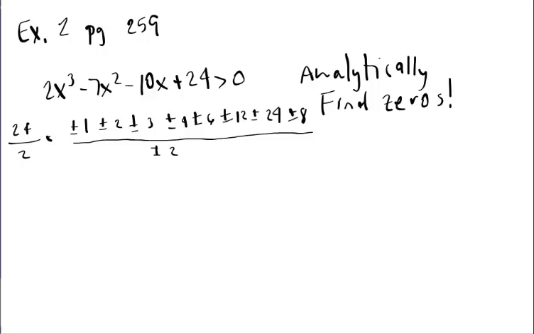So I don't want to have to check all of those different ones, but I know I get a broad range of numbers. I'm going to check for 4 through synthetic division. So 2, negative 7, negative 10, and 24.